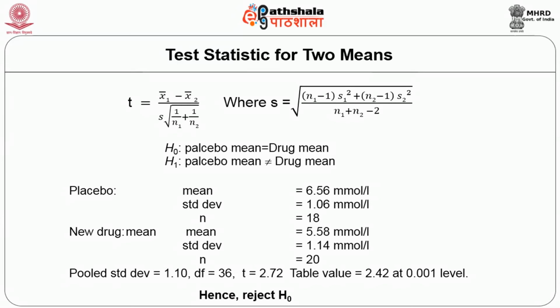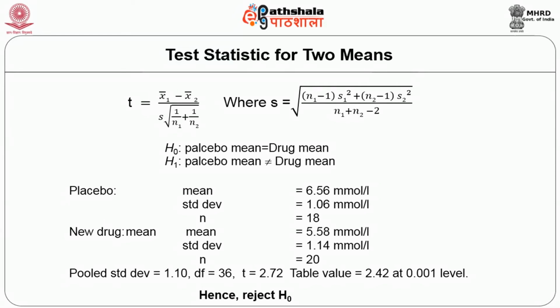and in the placebo group the mean value is 6.56 millimolars per liter with a standard deviation of 1.06 millimolars per liter, and in the drug group the mean is 5.58 millimolars per liter and standard deviation of 1.14 millimolars per liter with a number of subjects of 20. If you see the groups and means and SDs here, in the placebo group it is 6.56 millimolars and in the new drug group it is 5.58 millimolars.